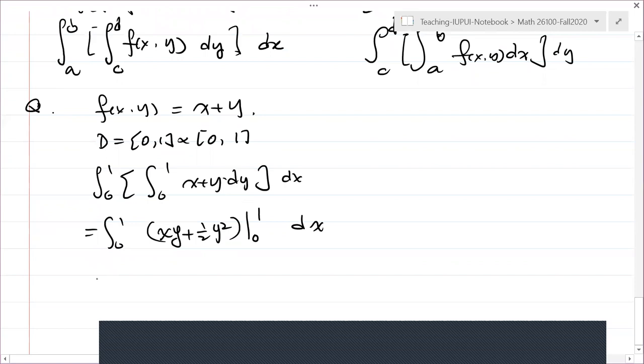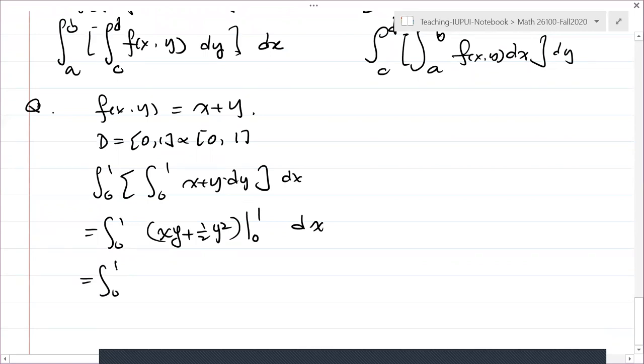I begin with no dx here. You see, I am evaluating this integral inside with respect to the y variable, so dy is already gone. The antiderivative of x plus y is x times y plus half of y squared. So evaluate at the two endpoints. When y equals 1, I get x plus 1/2 times 1 squared, and when you plug 0 for y, I get 0. So this is what I got.